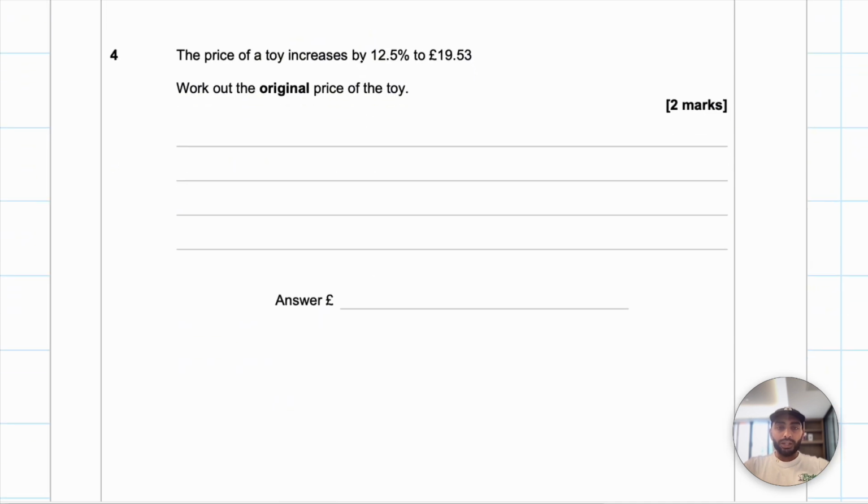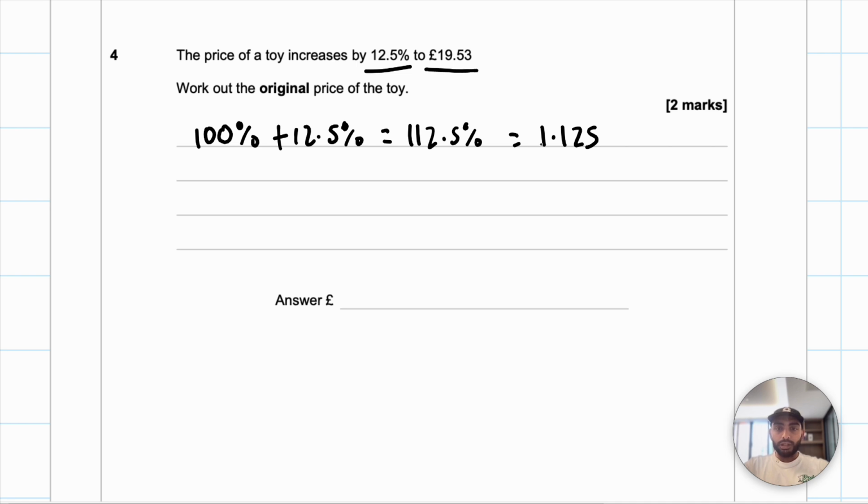Question 4. The price of a toy increases by 12.5% to £19.53. We need to work out the original price of the toy. The original price of the toy was 100%, and it increases by 12.5%. So the total new percentage is 112.5%. I'm going to convert this into a decimal, which is 1.125. I just need to divide it by 100.